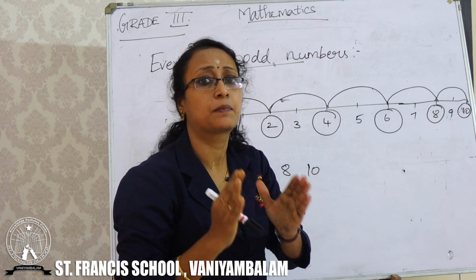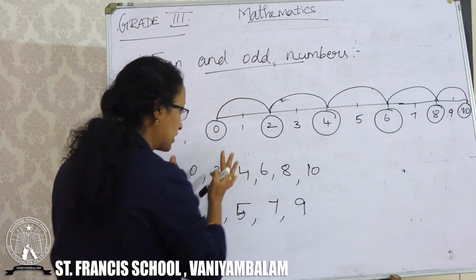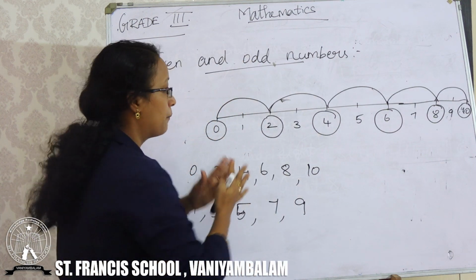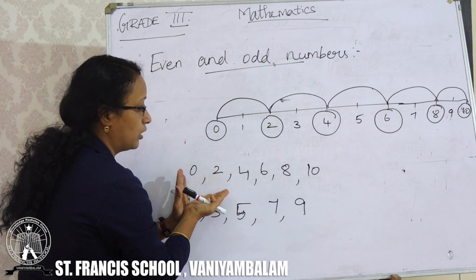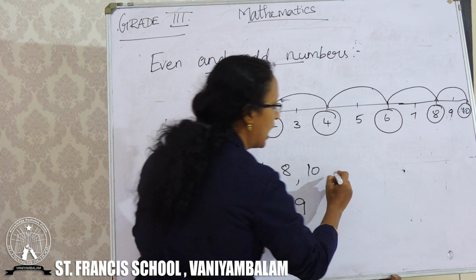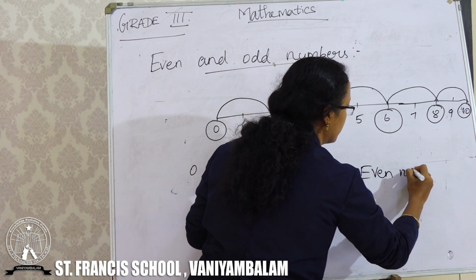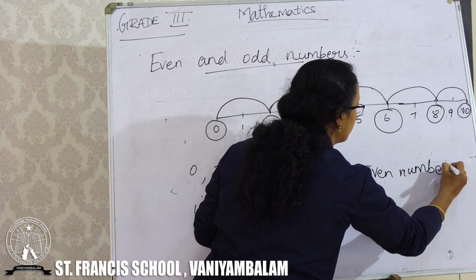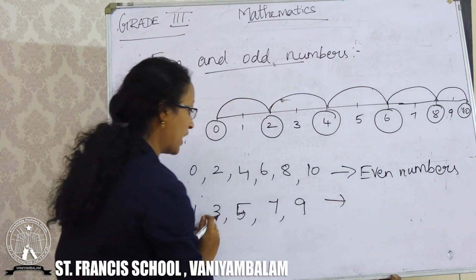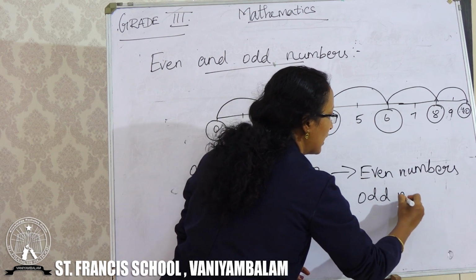You know how to skip count by 2s, 3s and 5s. Am I right? So like that only we are going to do this. By doing this, you know that 0, 2, 4, 6, 8, 10 are even numbers. And this 1, 3, 5, 7, 9 are odd numbers.